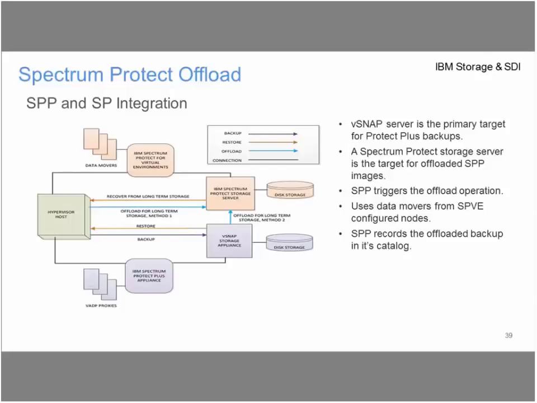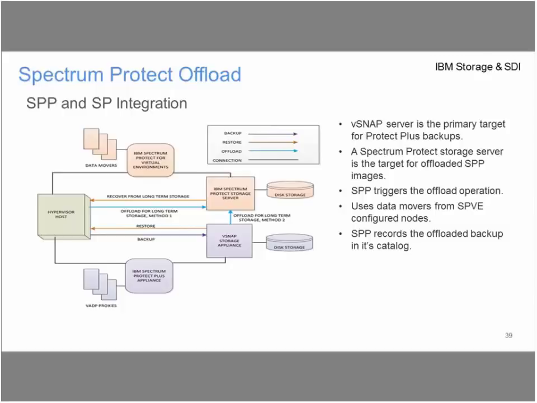For any snapshot that you're taking within Spectrum Protect Plus, the VSNAP server is still the primary target for those snapshots. Those backups are going to be written to the Spectrum Protect Plus VSNAP storage appliance. The Spectrum Protect storage server is the target for the offloaded Spectrum Protect Plus images. Spectrum Protect Plus is what triggers the offload operation. It is not managed by Spectrum Protect. It's managed by Spectrum Protect Plus.